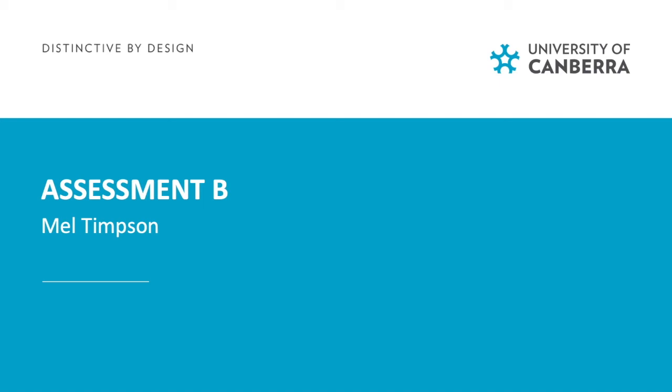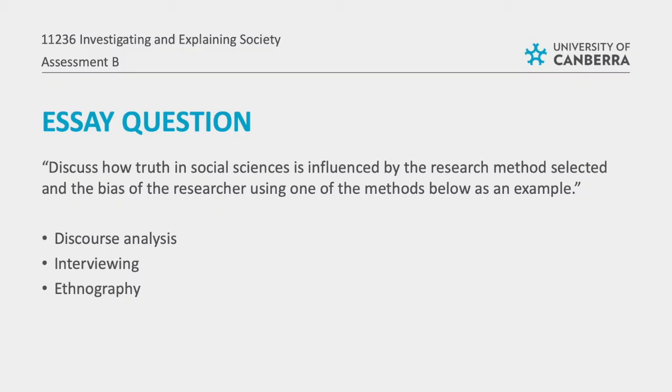Welcome to How to Complete Assessment B for Unit 11236, Investigating and Explaining Society. For Assessment B, you're actually starting the research for your essay, which is Assessment C. So it's important to actually understand the essay question so that you can find the sources to address that question to use in your annotated bibliography, which is Assessment B.